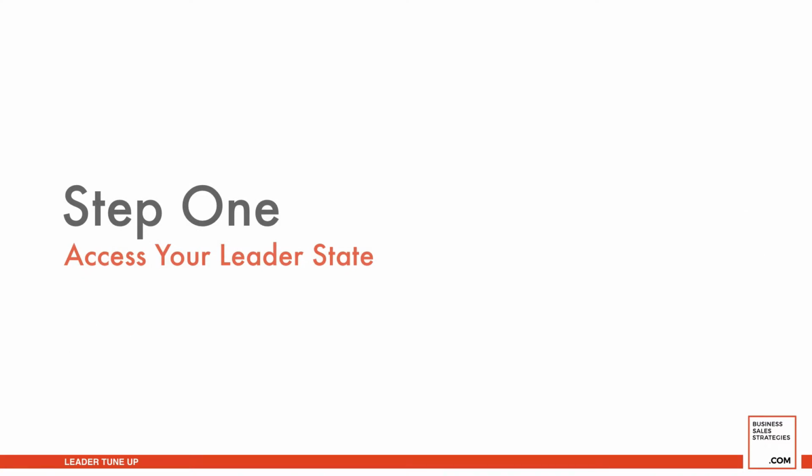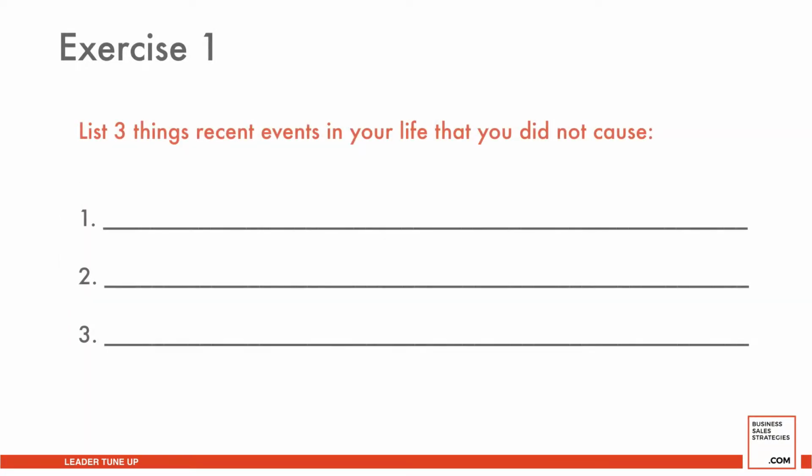Let's get started. In step 1, you'll access your leader state. Let's start by listing 3 recent events in your life that you did not cause. They don't have to be complicated, just anything will do. For example, the barber gave me a bad haircut. I didn't cause that. Take a few minutes to write down 3 things that you did not cause, and be sure to read them out loud.